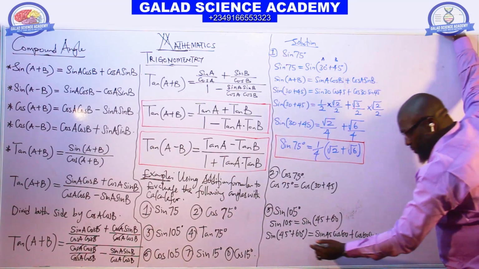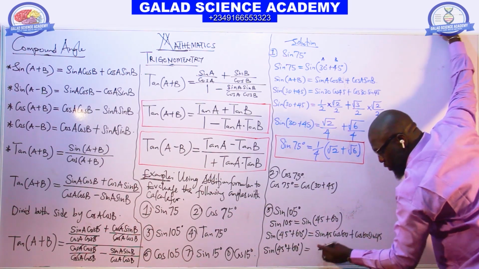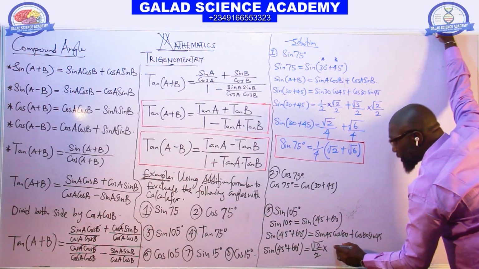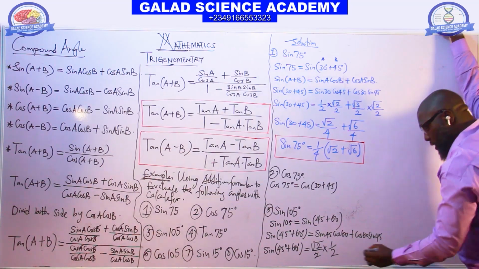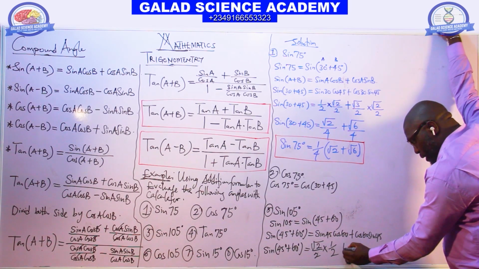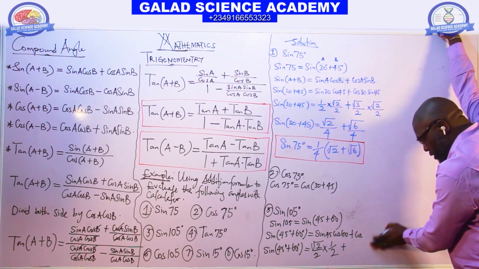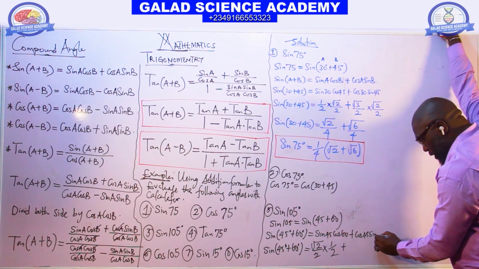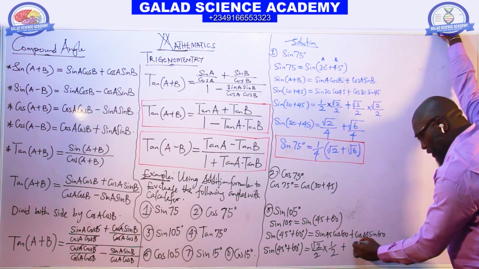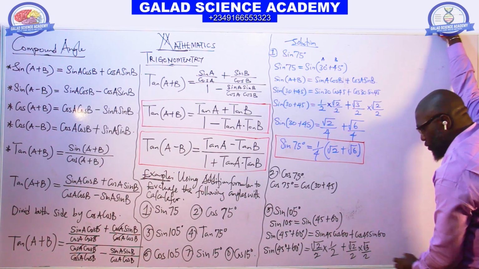What to apply here? Sine 45 plus 60 degrees will give you: sine 45 is root 2 over 2, cos 60 is 1 over 2, plus cos 45, which is root 2 over 2, times sine 60, which is root 3 over 2.